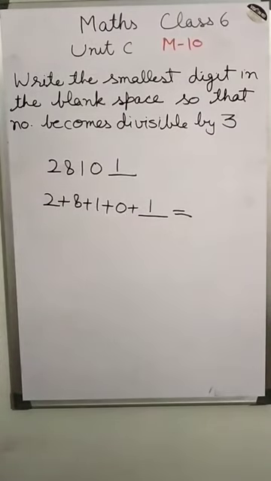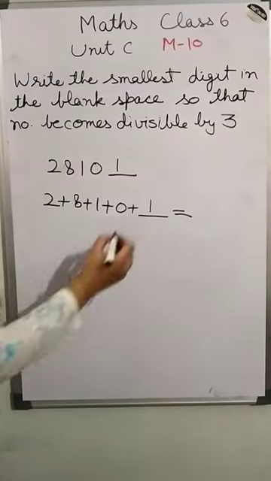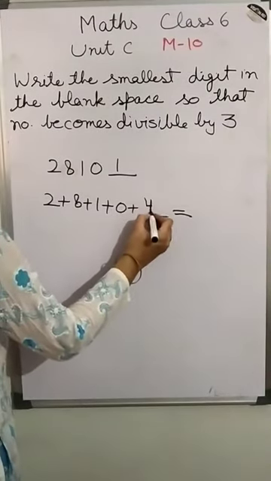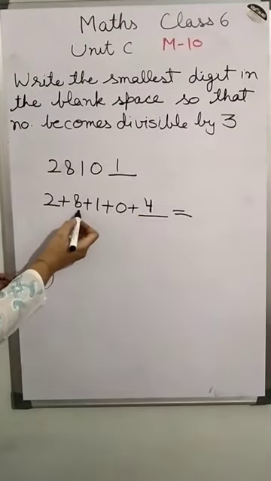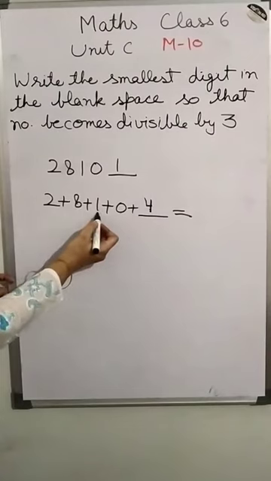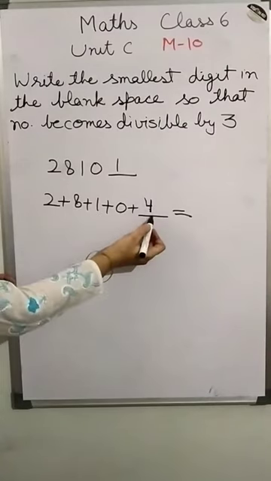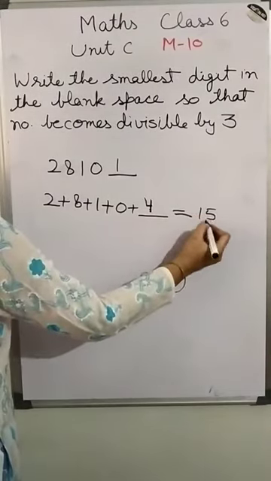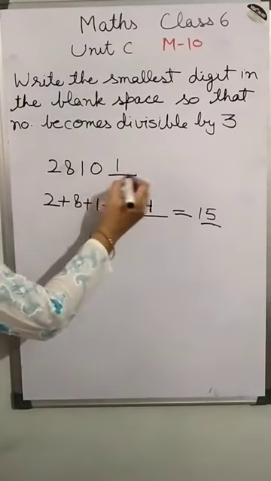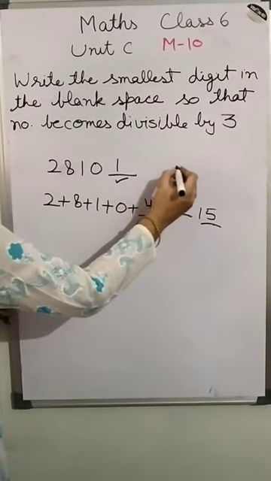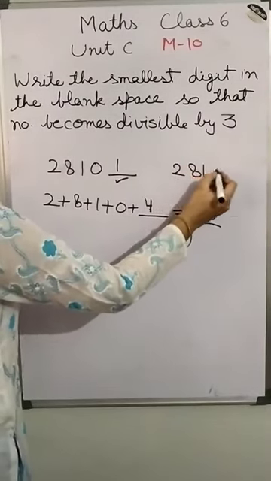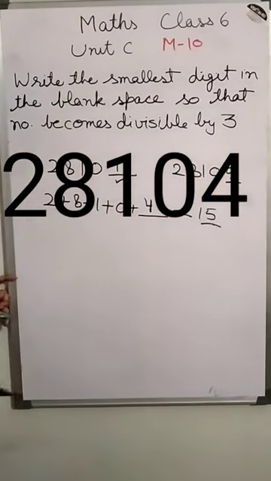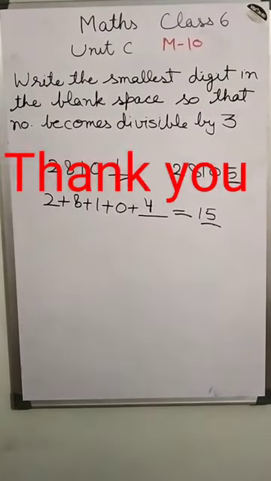Is there any other number we can write here? Yes, if we write 4 here, just check: 2 plus 8, 10, 10 plus 1, 11, 11 plus 4, 15. And 15 is also divisible by 3. So here we can write either 1 or 4. For the previous question, we can write 0 or 5 also. So in this way we can find the answer.